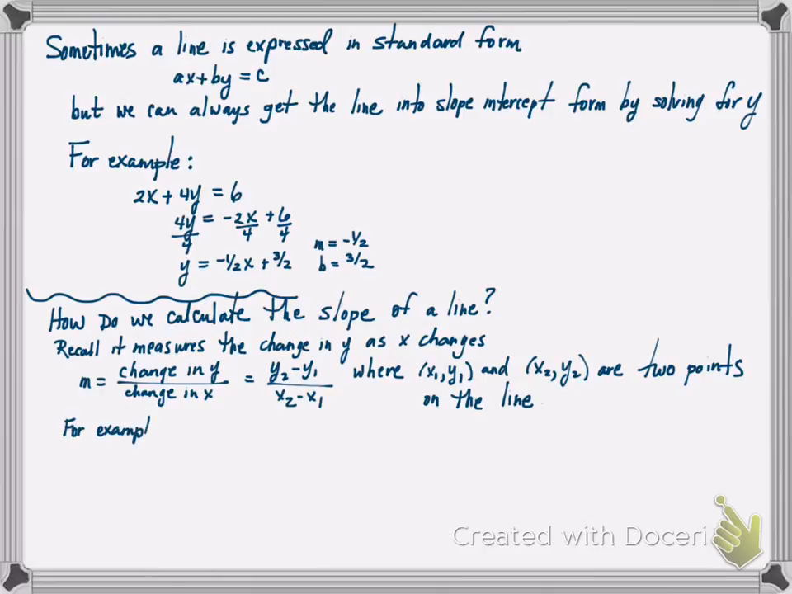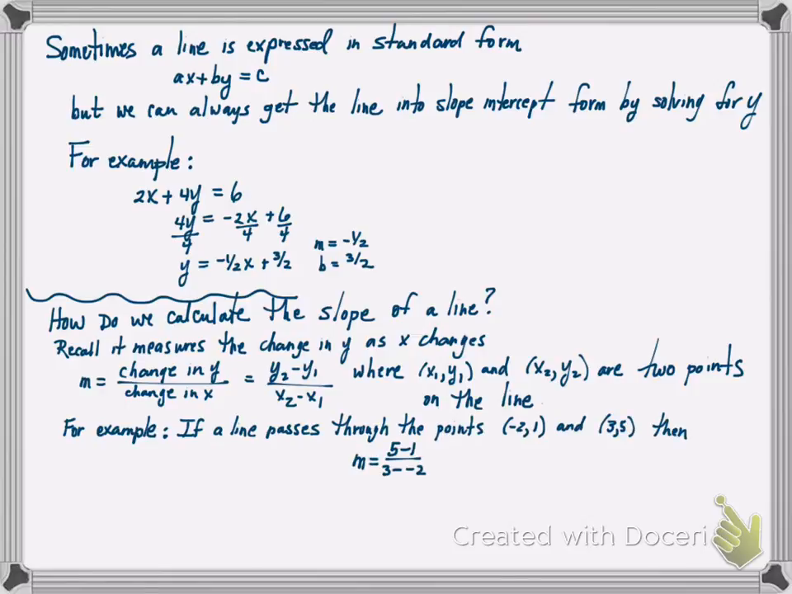So for example, if a line passes through these 2 points, negative 2, 1 and 3, 5, then the slope, we can easily calculate, is 4/5. And what does that mean? As x increases by 5 units, y increases by 4 units. Excellent.